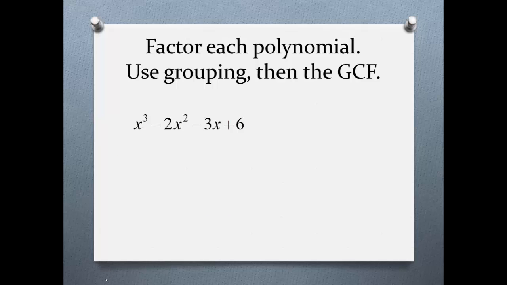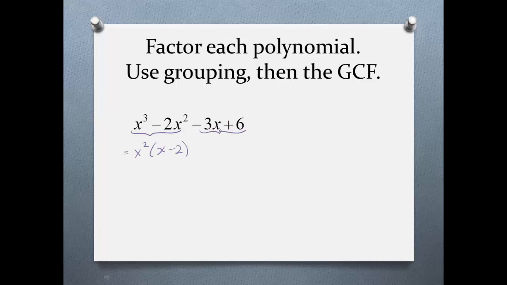So let's do one more with higher degree. I've got an x cubed here. So same thing, I'm going to look at these two together and these two together. And when I just focus on the first two, I've got an x cubed and an x squared. So that has a greatest common factor of x squared. And then I'm going to write down that I have an x minus 2 left.